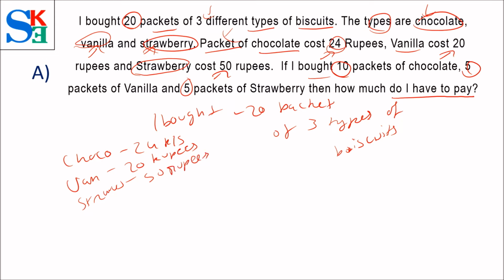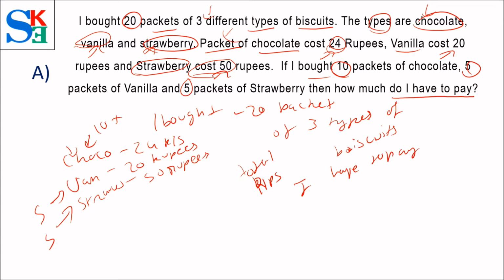If I bought 10 packets of chocolate, 5 packets of vanilla and 5 packets of strawberry, then how much do I have to pay? That's basically the total amount of money that I have to pay. So first let's do the calculation.